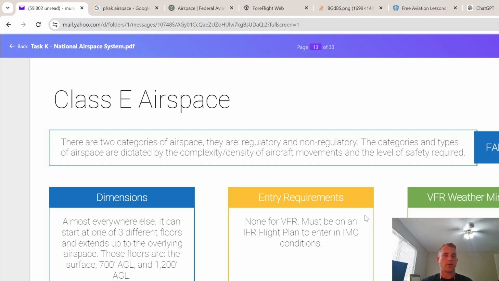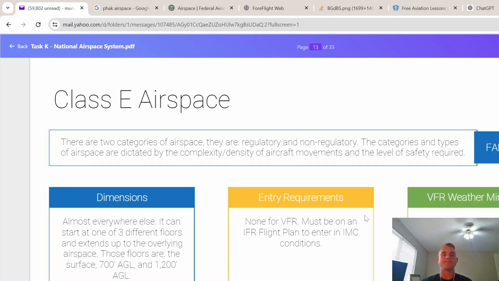So let's start with the dimensions. Remember, Echo, E, everywhere else. That means most of the continental United States is covered by Class Echo airspace. It can start at one of 3 different floors. Now, don't let this confuse you too much. You'll learn this over time. It starts at one of 3 floors and extends up to the overlying airspace.